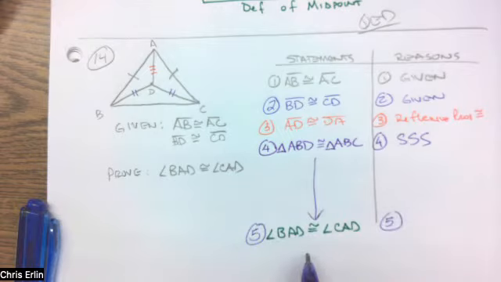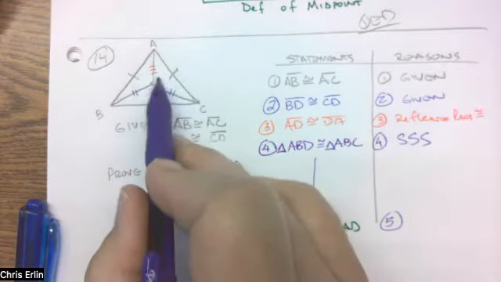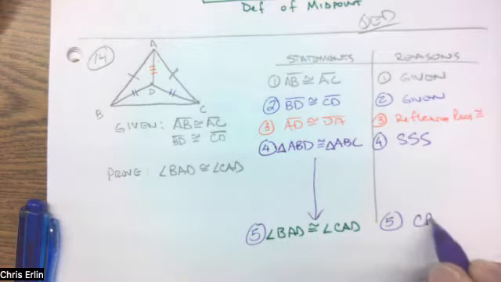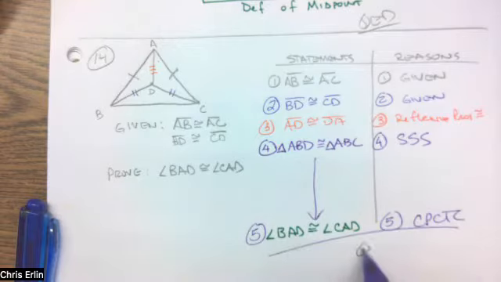And once we know the 2 triangles are congruent, we can just jump to this last fact, right? If the triangles are congruent, then all corresponding parts are also congruent. BAD and CAD are just corresponding parts of these now congruent triangles. CPCTC means corresponding parts of congruent triangles are congruent.